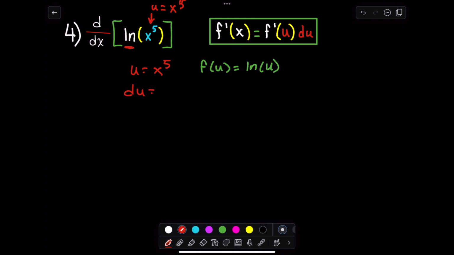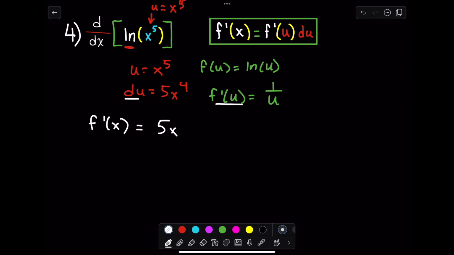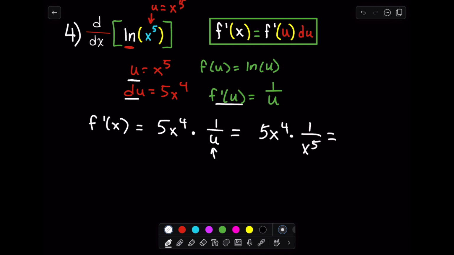and then deriving those, du equals 5x to the 4th, f prime of u, again, is 1 over u. And then we multiply these derivative values together following the chain rule, 5x to the power of 4 times 1 over u. But we can't leave it like that. As we know, we need to make sure that the right-hand side only has x's. So we sub in the u value we defined up here, 5x to the 4th times 1 over x to the 5th, which can be simplified as 5 over x.